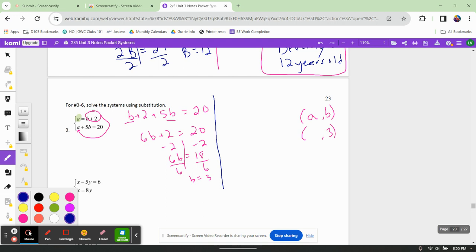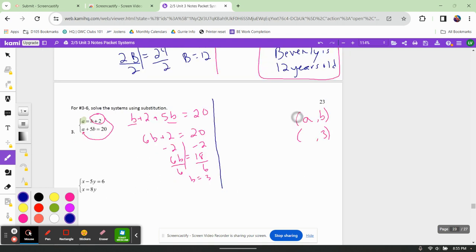It doesn't matter which equation you choose, first or second. I'm going to use the first one. a equals b plus 2. I know that b equals 3, so a equals 3 plus 2. So a equals 5. So the answer to this system with substitution is 5 comma 3.